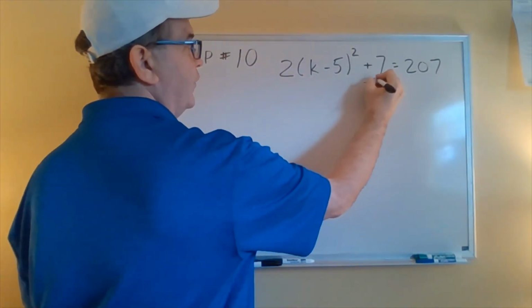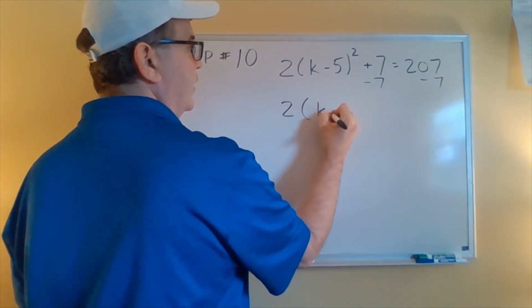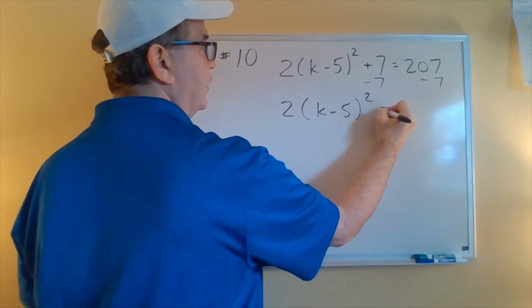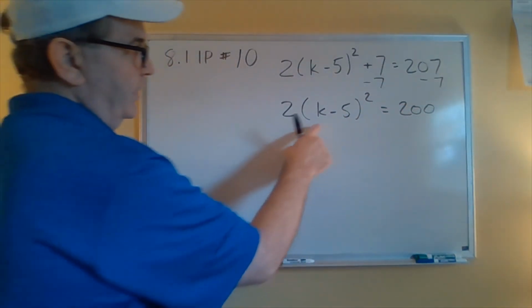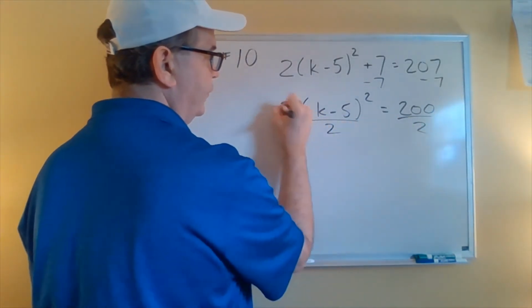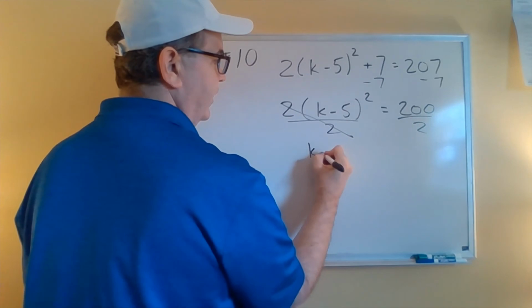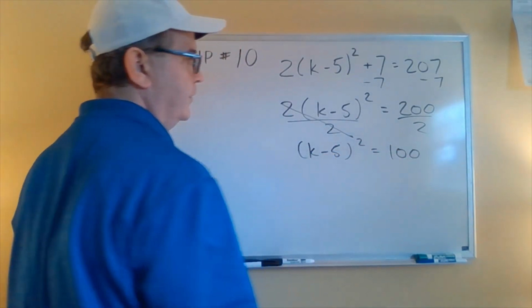We're going to start by subtracting 7 from each side. So I'll get 2 times (k minus 5) squared equals 200. Next thing I'm going to do to get this squared component by itself is divide each side by 2, because my 2's cancel out. And I will get (k minus 5) squared equals 100.